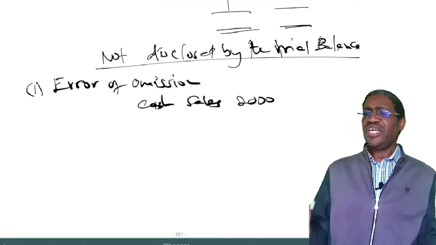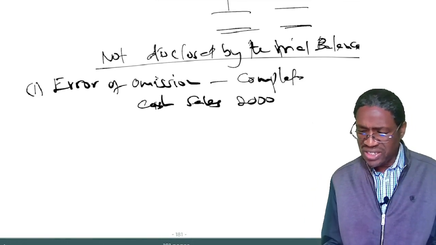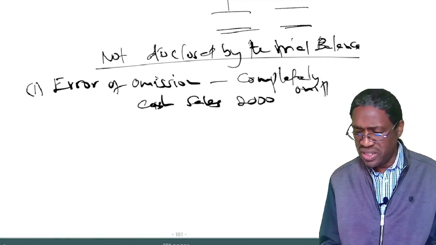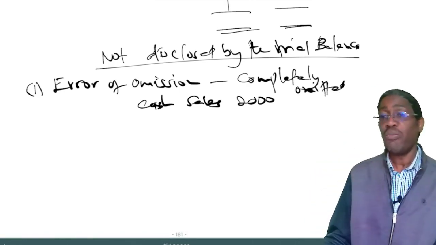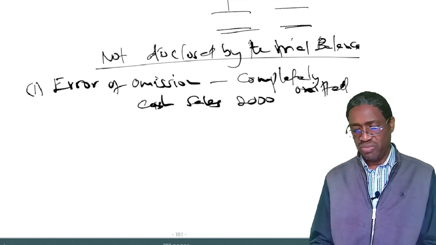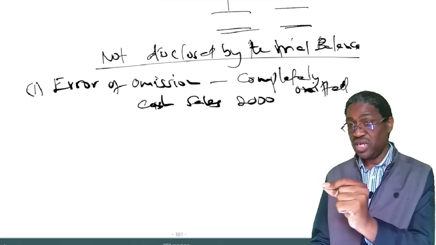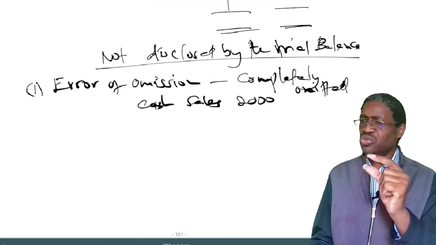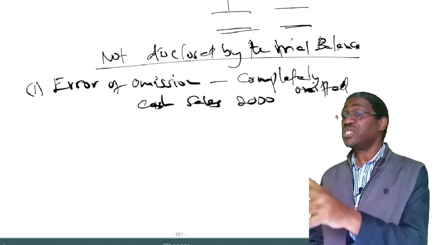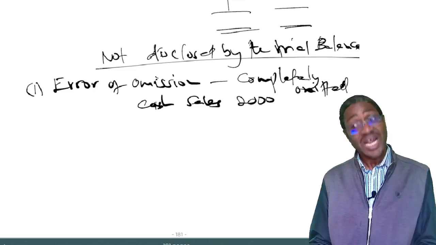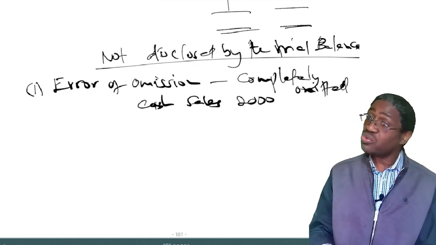We are saying it occurs when a transaction is completely omitted from the recording in the books of accounts. Completely means you don't debit, you don't credit. I am not saying that you sold goods by cash and you debited cash and you forgot to credit sales. In that case, when you debit cash and you don't credit sales, the trial balance will not balance.